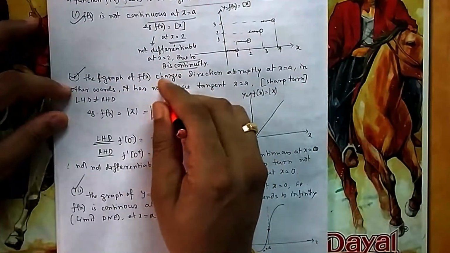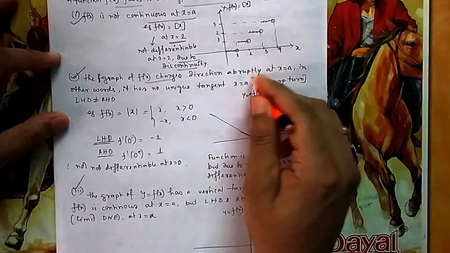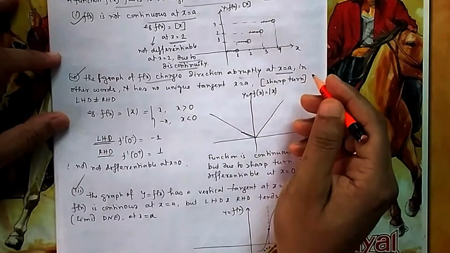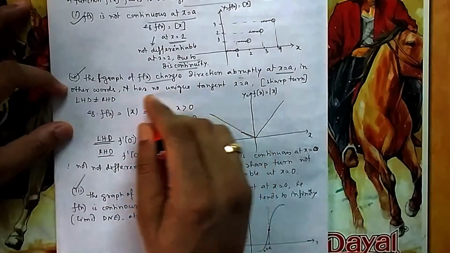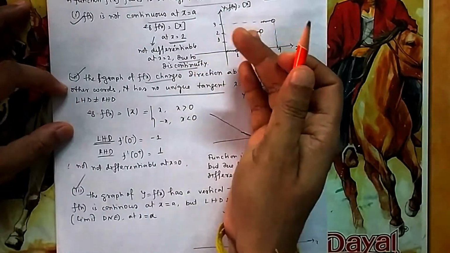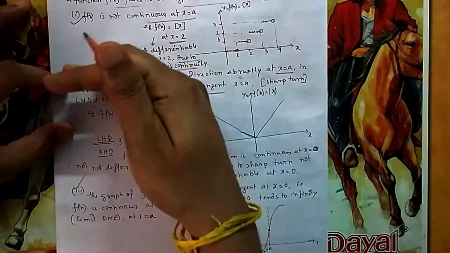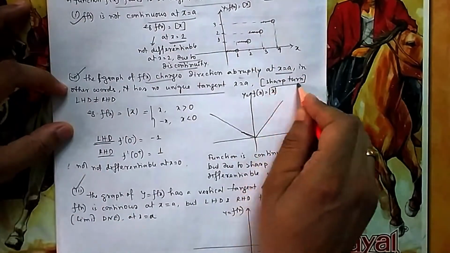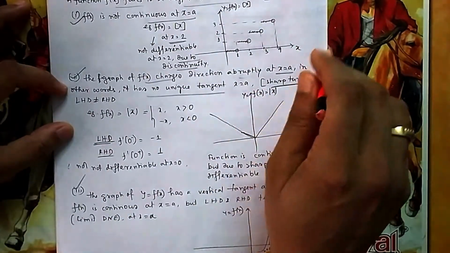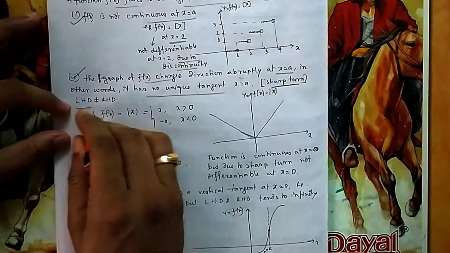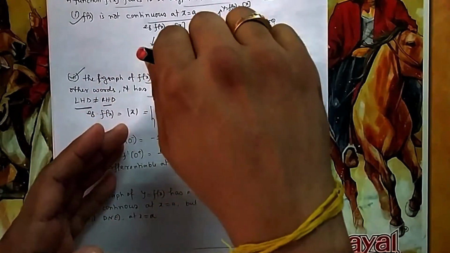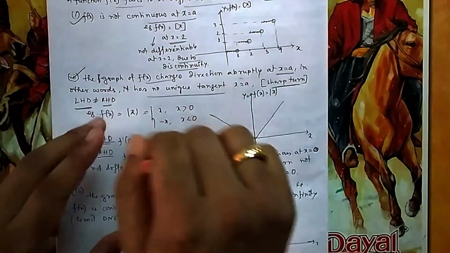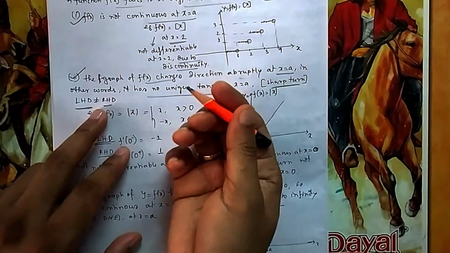Second, the graph of f(x) changes its direction abruptly at x equal to a. That is, there is a sudden change in the direction of the graph. In other words, it has no unique tangent because it has a sudden change. On the right side you will find one slope, on the left side you will find another slope. That is also known as a sharp turn. Because of the sharp turn, your LHD and RHD are not equal. If LHD and RHD are equal, you have a unique tangent, so there is a smooth turn. But if there is a sharp turn, then your LHD and RHD will be different.